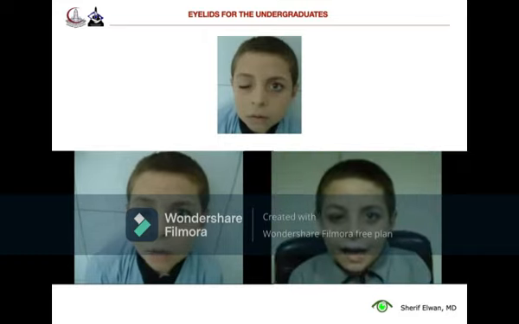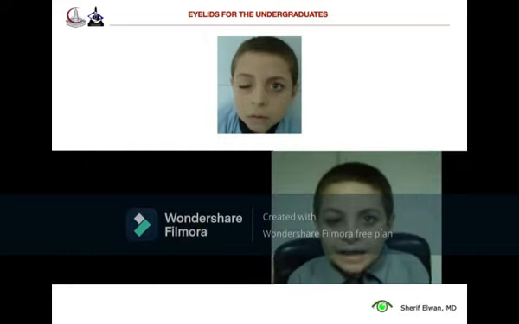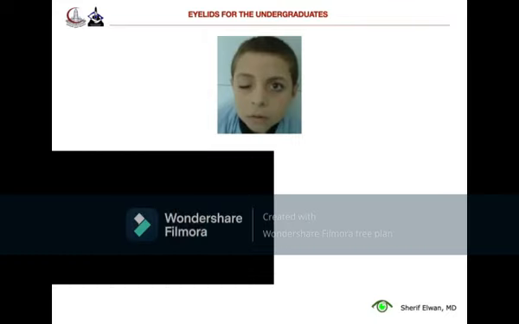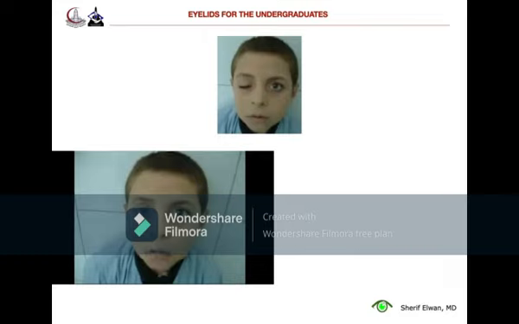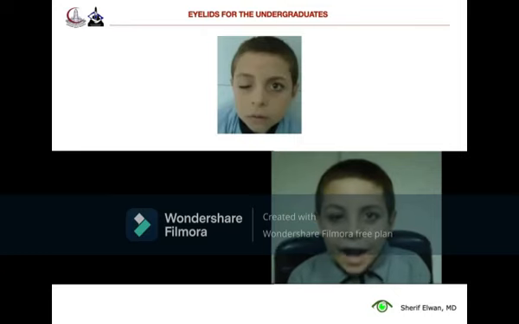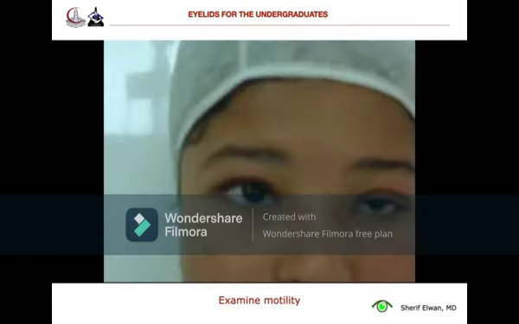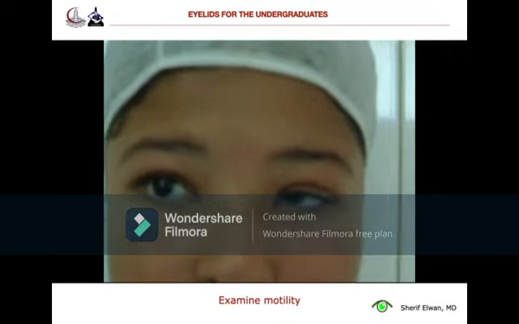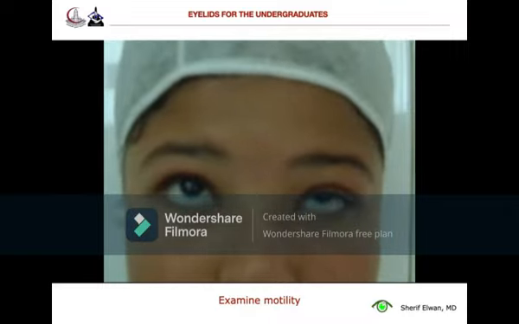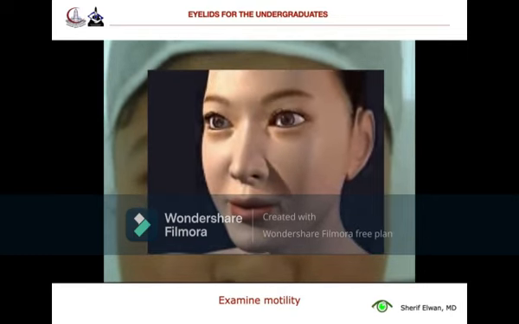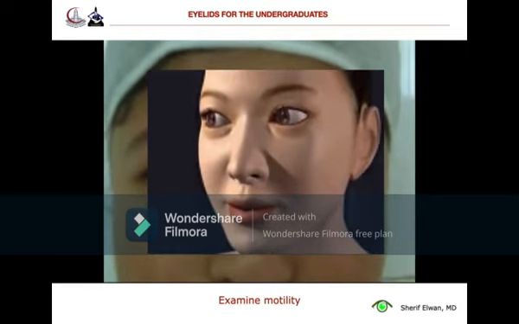This is a condition of ptosis. Once the child started to chew using his mastication muscle, you can see how the jaw winking occurred, and this is after we treated the patient. Here we examine motility in all directions in this young lady with upper lid ptosis on the left side. We examine in all 8 directions of gaze.